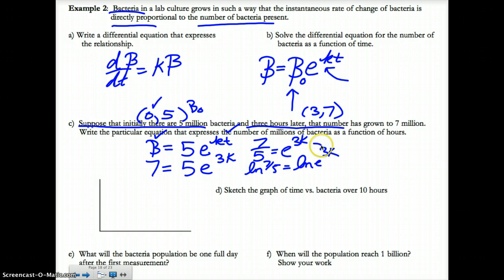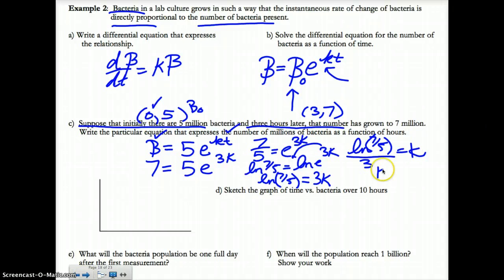Okay, this comes out front. ln e is 1. They basically undo each other. So I get the natural log of 7/5 is equal to 3 times k. And you'll notice it's very patternistic here. I've got the same thing I had when I solved for it last time. I get the natural log of the quotient divided by 3, and that's going to be my k. When I go do that on my graphing calculator, I believe you're going to get about 0.112.